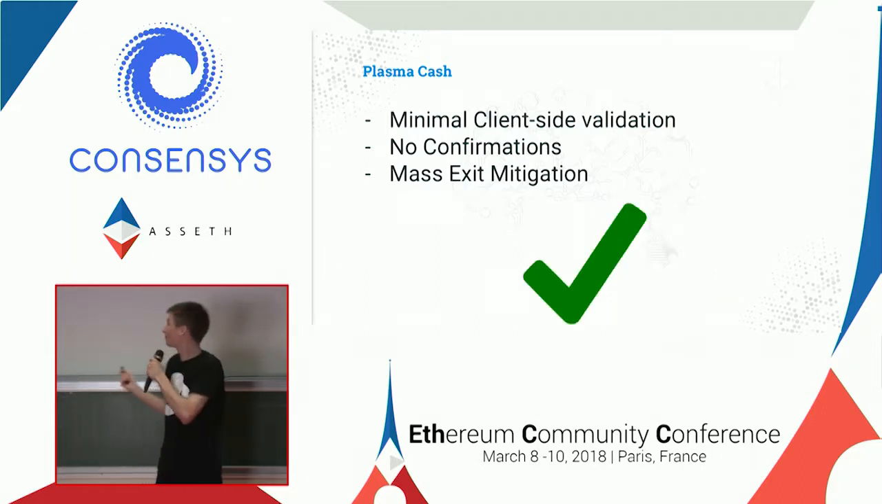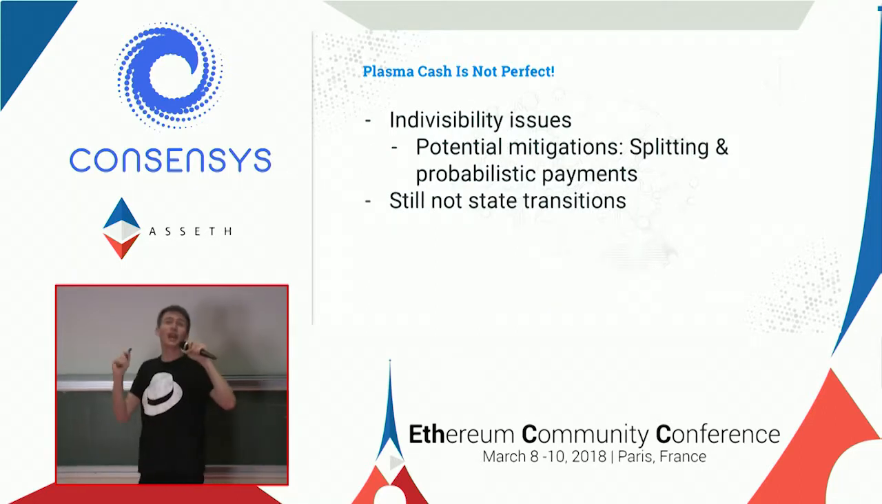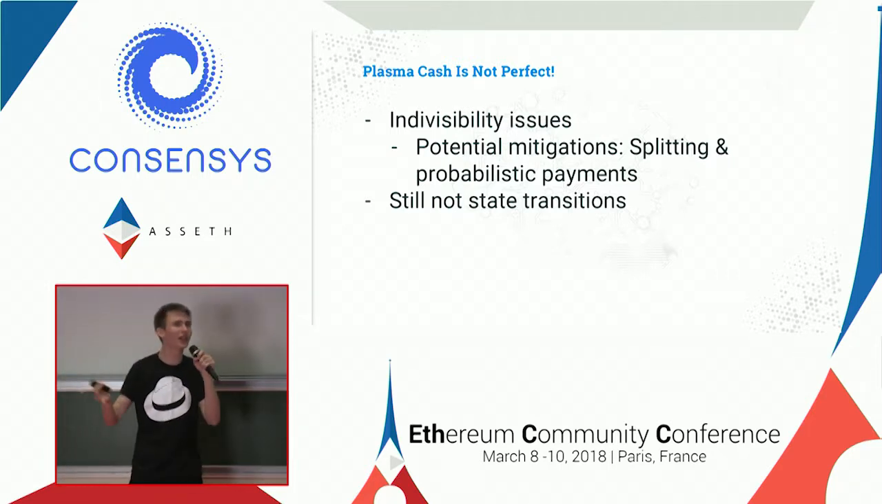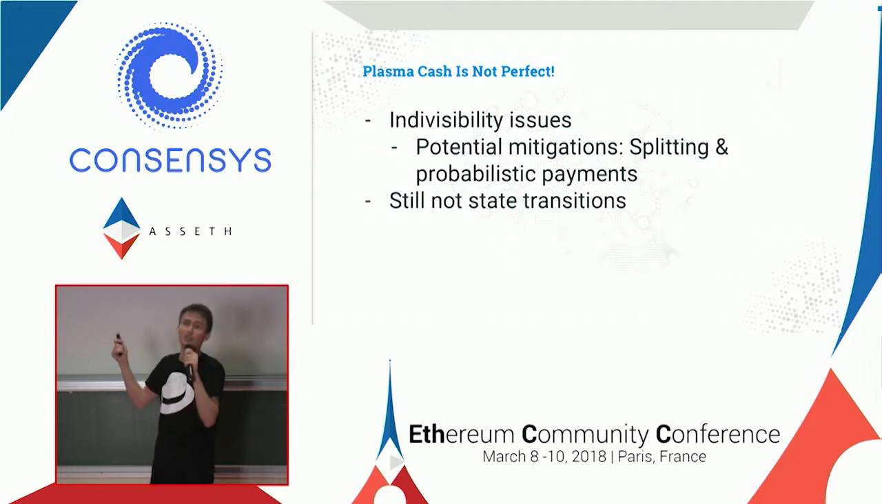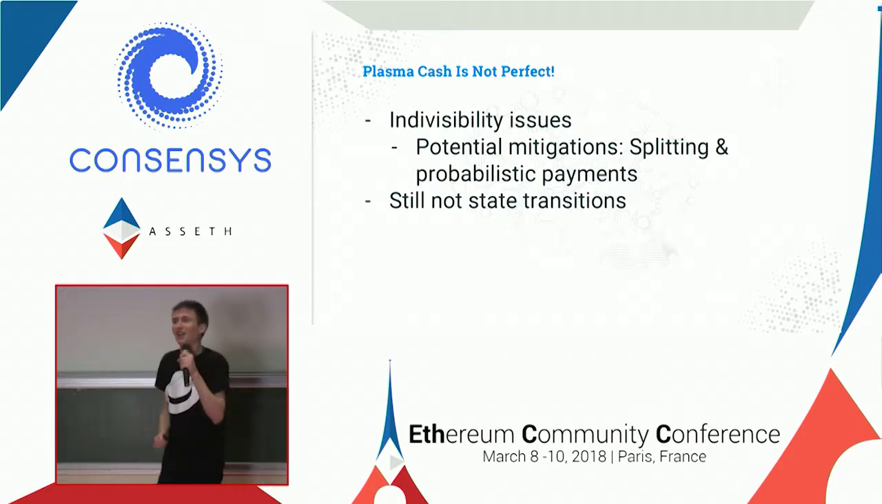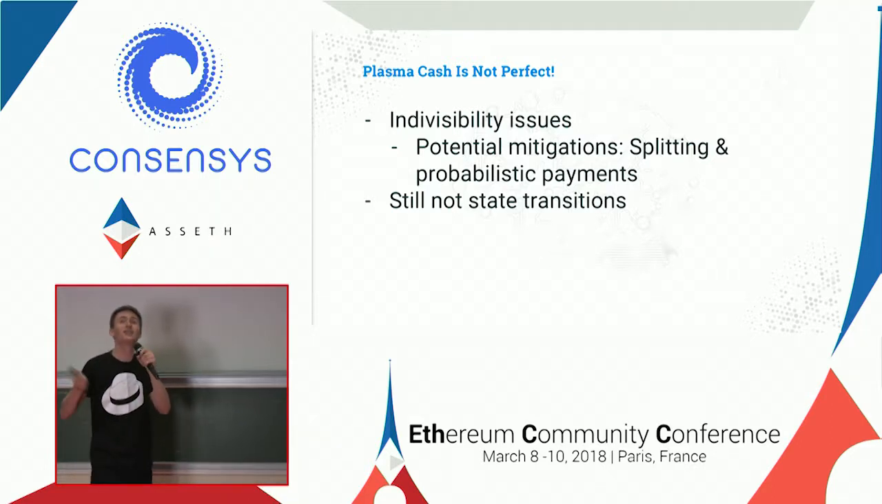So that's great. Cool. This is not a panacea. There are always trade-offs, but we're working on addressing these trade-offs, and you should work on addressing them too, because you should be designing your own plasma chains, because they're a lot of fun. Some issues are, like, the indivisibility of tokens is hard to get around.